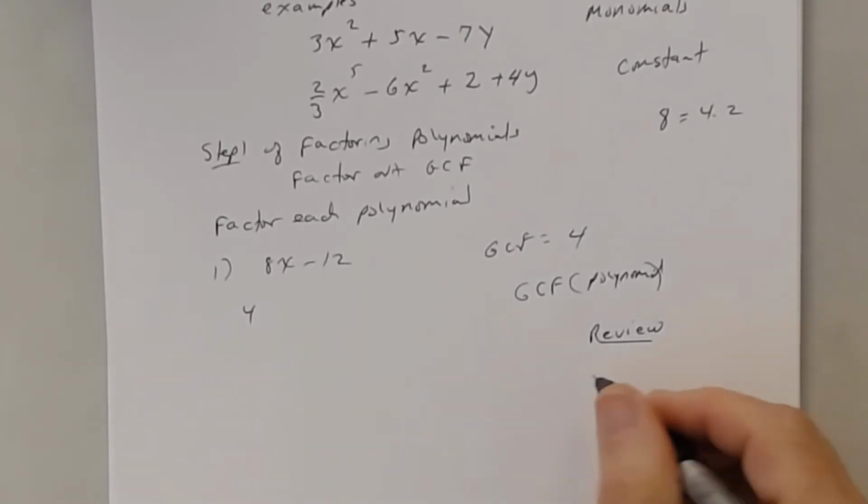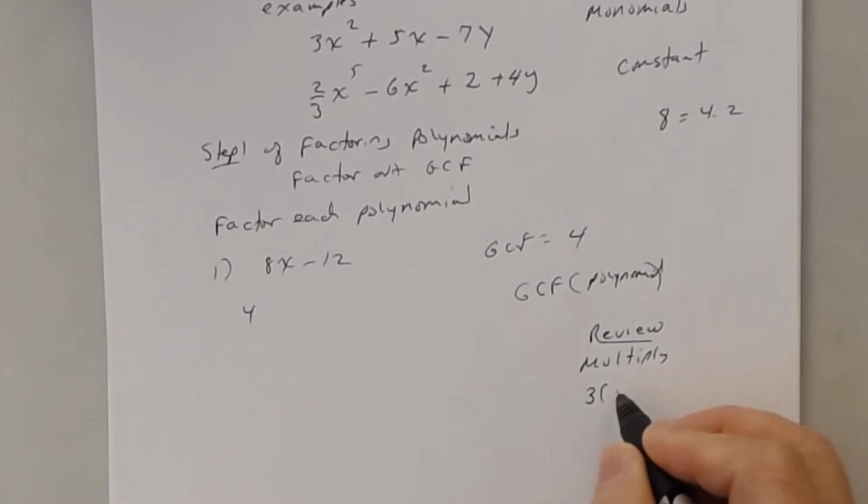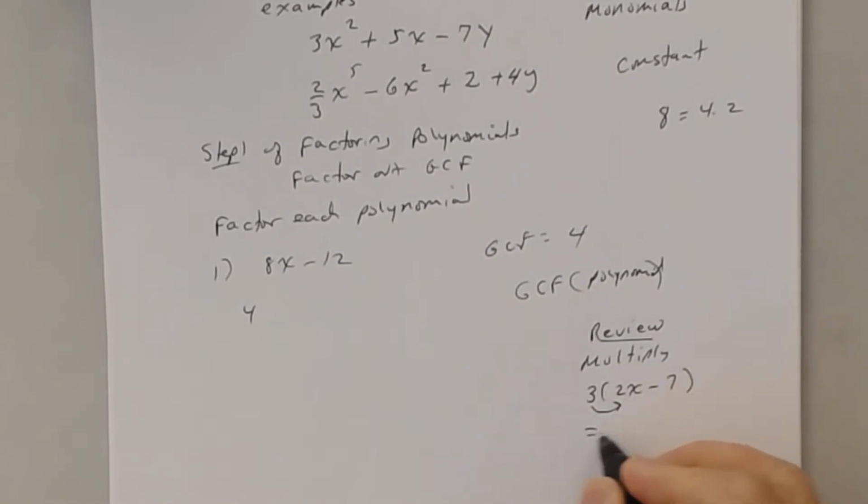Last semester, you were asked to multiply 3 times 2x minus 7, let's say. What did it mean to multiply that? Distributive property. So you'd say 3 times 2x is 6x, and then 3 times a negative 7 is a negative 21. So when we factor, you're going to use these ideas to determine if what you have is written correctly. You can use the distributive property.